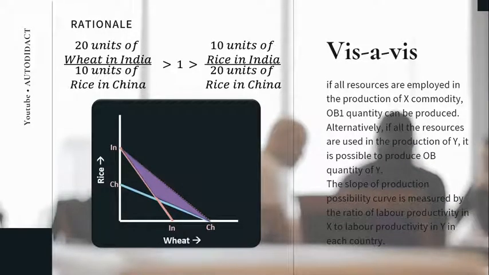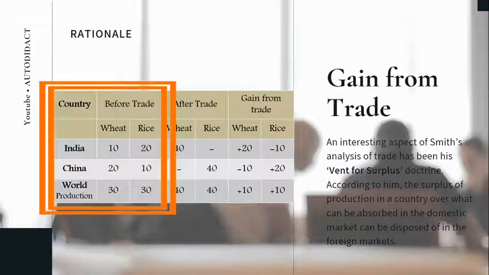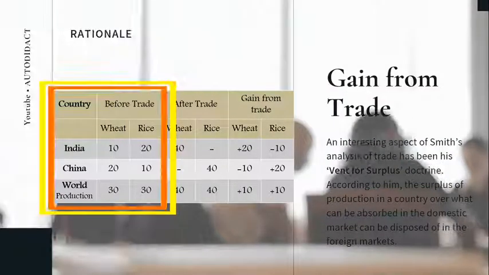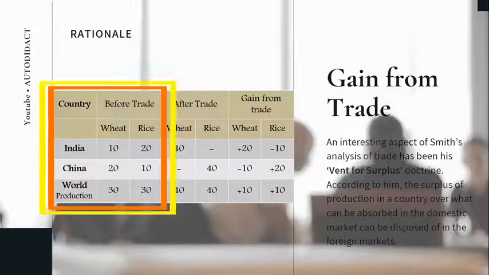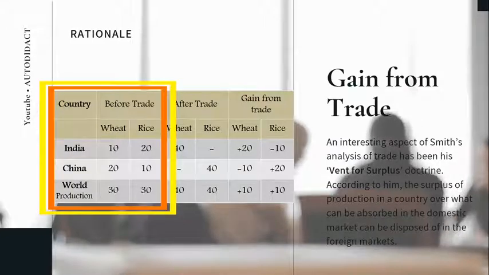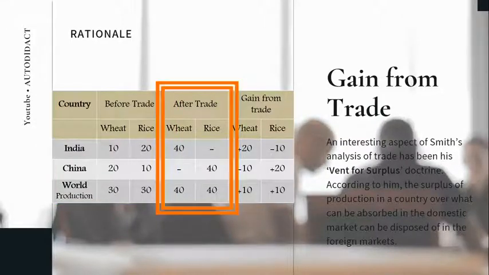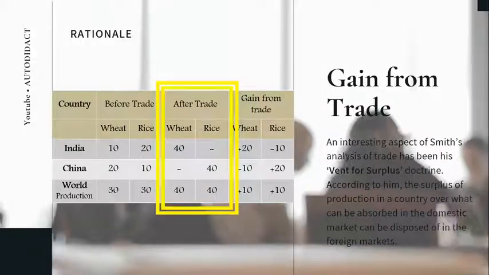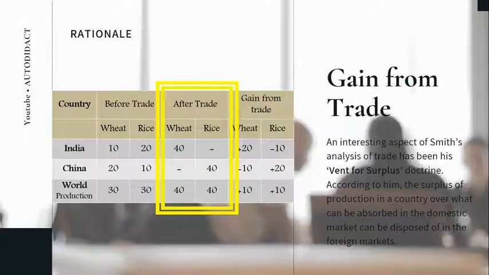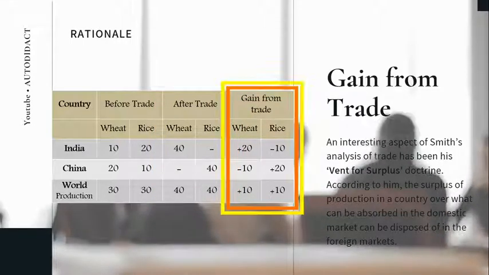We can observe this in this table. Initially, when India and China are not doing trade, total world production for wheat is 30 tons and the same for rice, that is 30 tons. It means if India and China produce only the products in which they have absolute advantage, the same cost which is not being utilized completely, if they do it for the efficient product, they will produce more. That is 40 tons: India will produce 40 tons of wheat and China will produce 40 tons of rice. Now, it is established that total world production has increased by 10 tons for both rice and wheat.